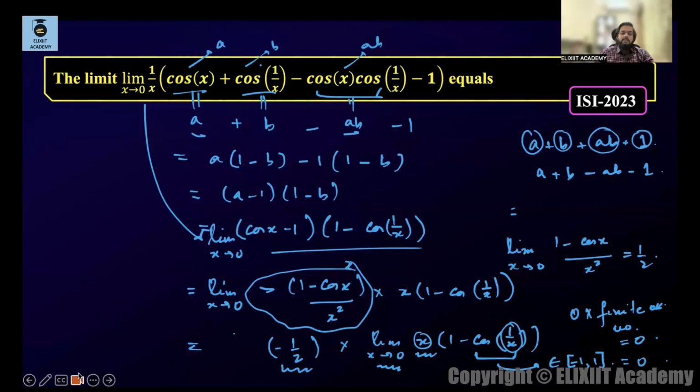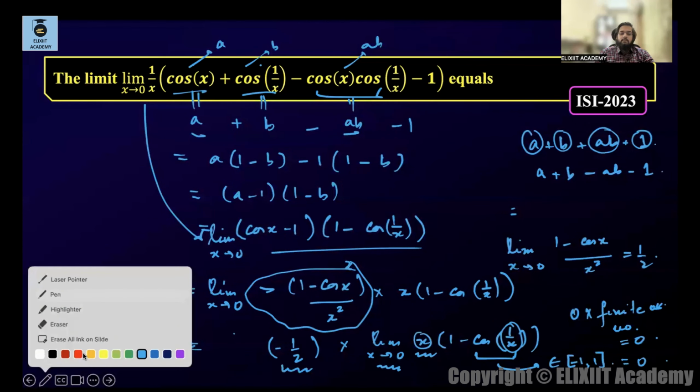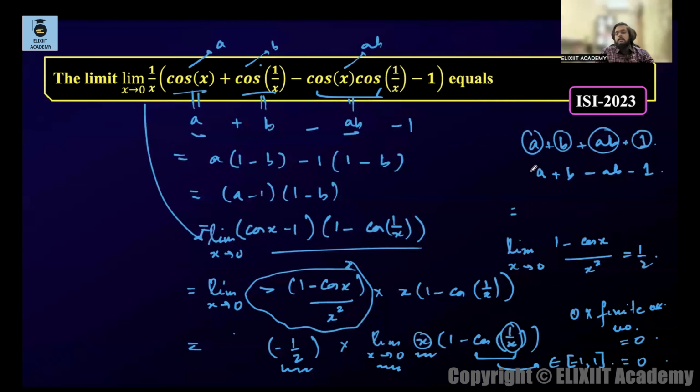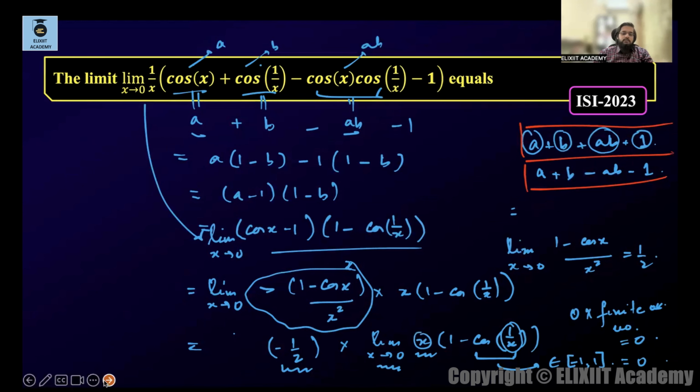This is a very well-known format. I'm telling you, these are once again very hidden formats. These things we all teach in class, that A plus B minus AB minus 1, or A plus B plus AB plus 1. You just focus on these terms: A is there, B is there, AB is there, and 1 is there. Focus on these 4 terms only. Two terms are given, then the product of the 2 terms, and then 1 is given. Okay, let's move to the next question.